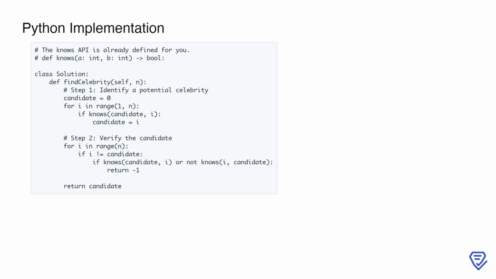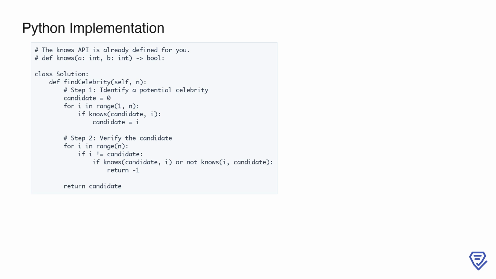2. Initial setup. We define a variable candidate, initialized to 0, which we will update as we iterate through the group to identify a potential celebrity. 3. Step 1. Candidate selection. We iterate through the group, from 1 to n-1. If the candidate knows another person i, then candidate cannot be the celebrity because a celebrity knows no one. We update candidate to i. By the end of this loop, candidate points to a person who might be the celebrity.